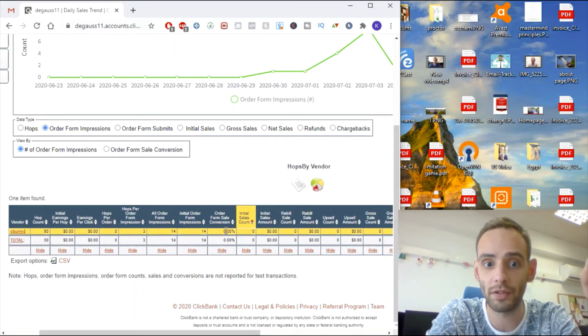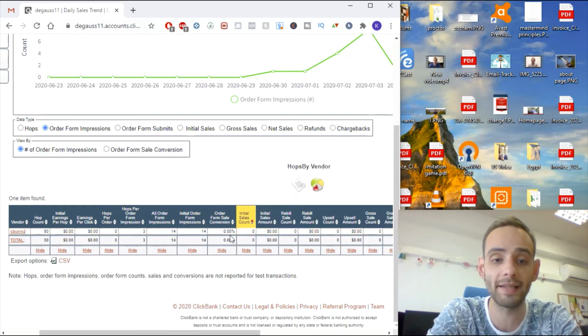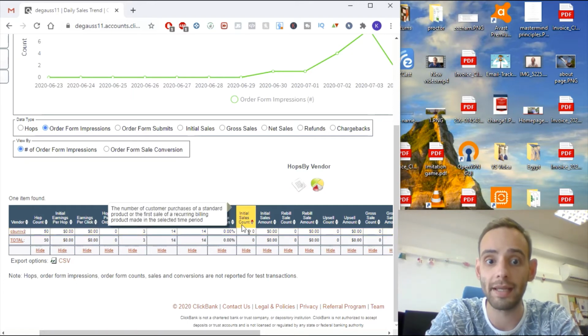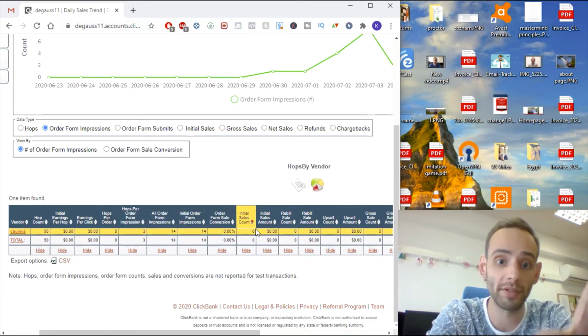Order form sale conversion. So if you would make one sale, it would basically be 1 divided by 14, and that would be your percentage of order form conversion. Now obviously we haven't made any sale over here, so our order form sale conversion is 0%. Here is your initial sales count. That is the most important part.